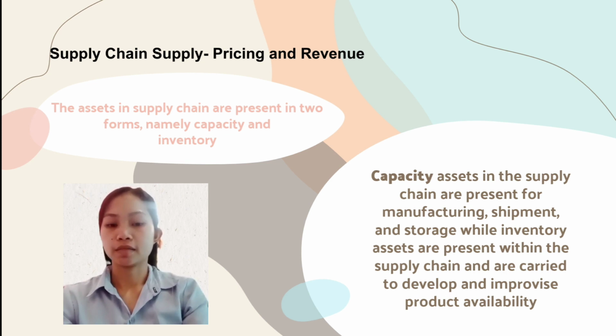Capacity. Assets in the supply chain are present for manufacturing, shipment, and storage, while inventory assets are present within the supply chain and are carried to develop and improve product availability. It means inventory assets are used to develop and improve product availability, whereas capacity assets are used for production, transportation, and storage, or refers to the act of ensuring a business maximizes its potential activities and production output at all times under all conditions.